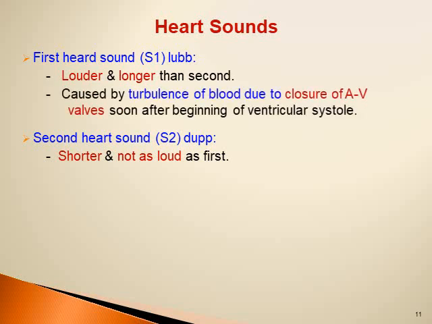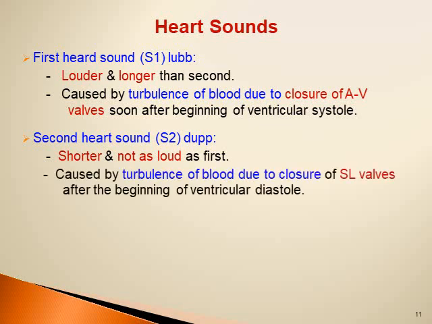The first heart sound is caused by turbulence of blood due to the closure of AV valves soon after the beginning of ventricular systole. So S1 is due to the closure of the AV valves. The second heart sound is caused by turbulence of blood due to the closure of the SL valves or the semilunar valves after the beginning of ventricular diastole.